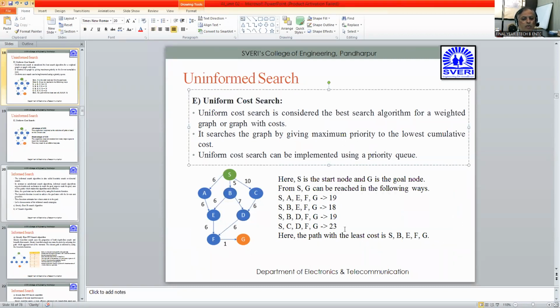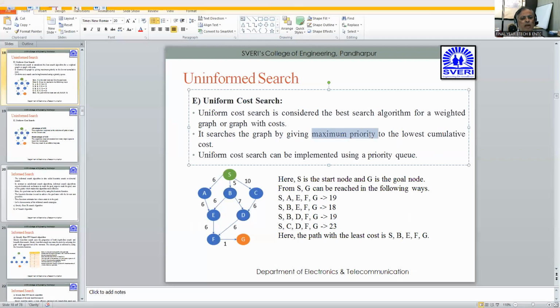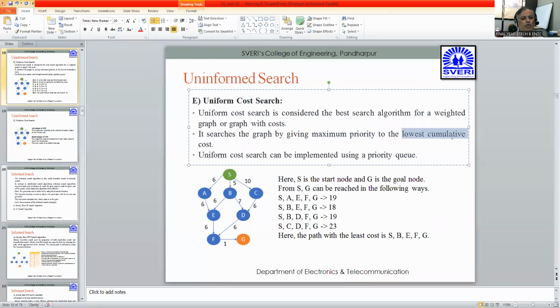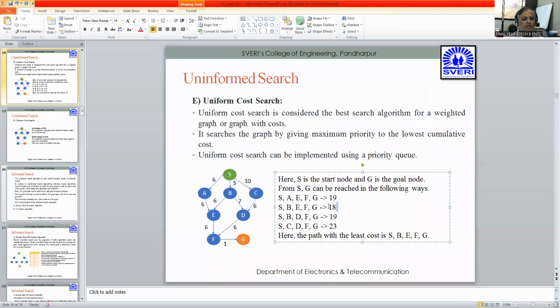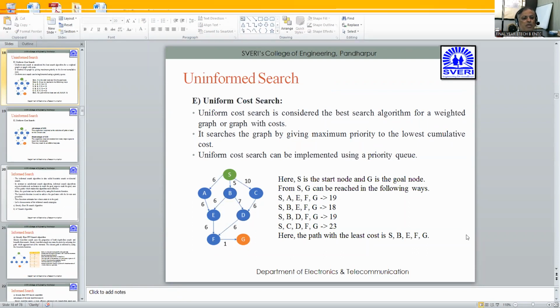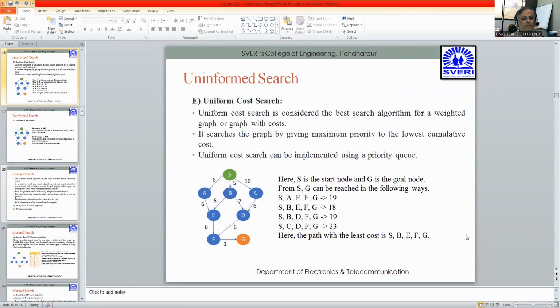So highest and lowest, that means what? We have to find which gets maximum priority, which is the lowest cumulative cost. And hence we have the lowest cumulative cost as this path. So this path will be S, B, E, F, G. And hence in this way, with the help of uniform cost search, we can find out the shortest path from S to G.